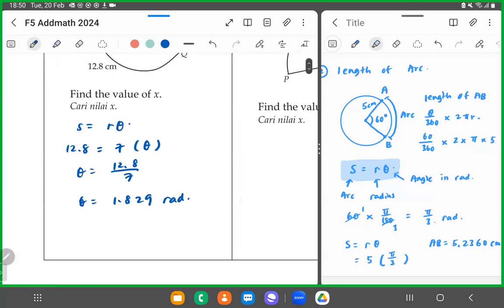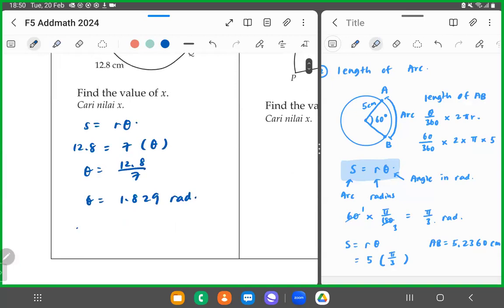After you get the radian, then only you change it. So x will be equal to, change it to degrees, 1.829 times 180 over pi. Use your calculator, 104.78, I think.